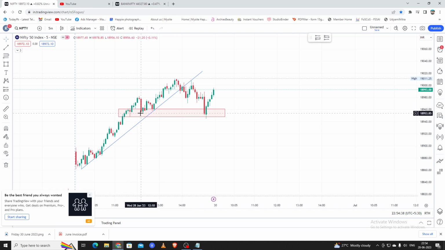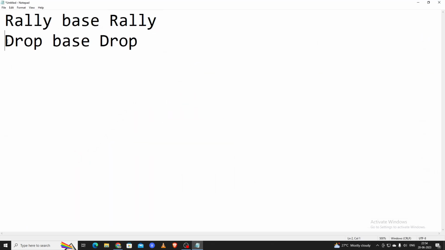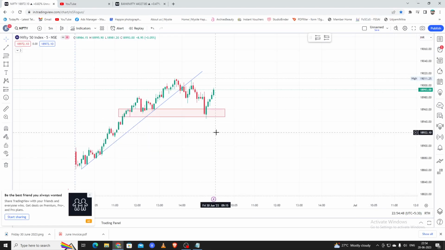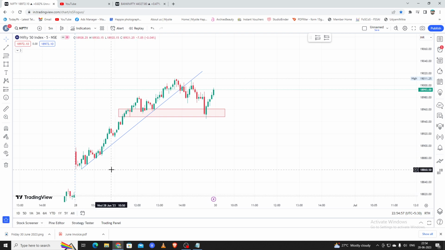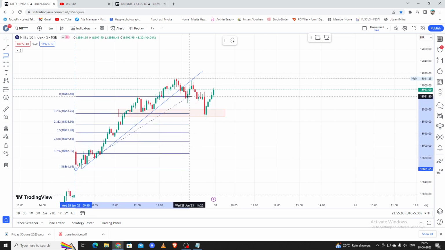In the same way, there is another strategy for the PE side, called drop base drop. These two work very well in a sideways market and also in a rally market when a retracement happens. You can also check Fibonacci retracement from here to here, this red candle upside. See, it exactly touched the 0.236 level here, and it went up.